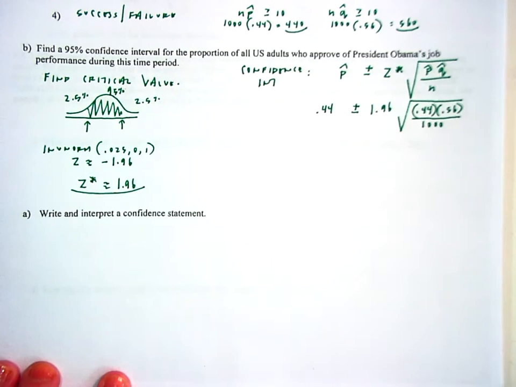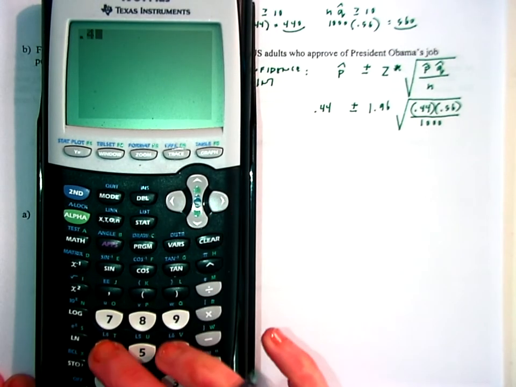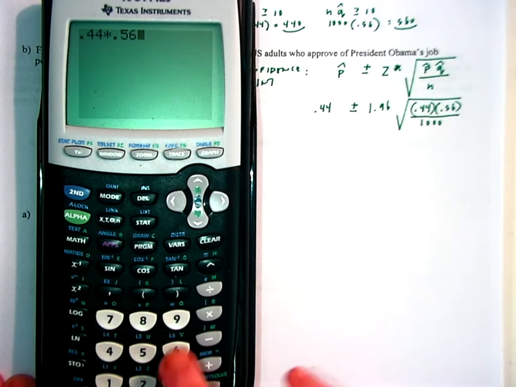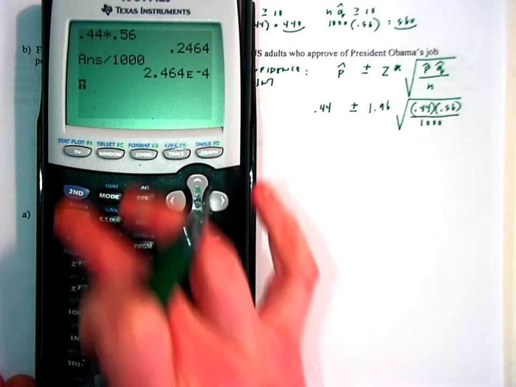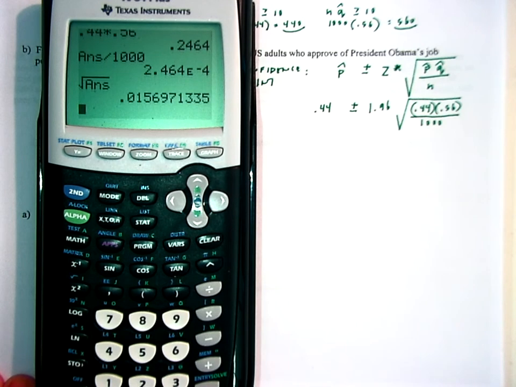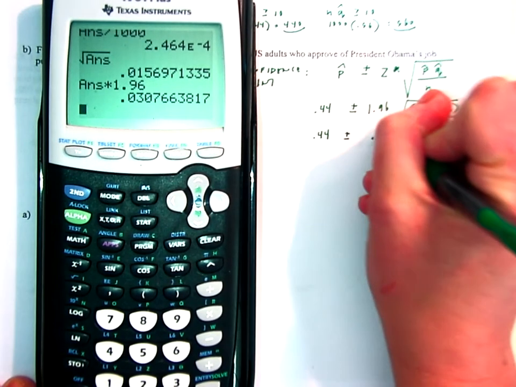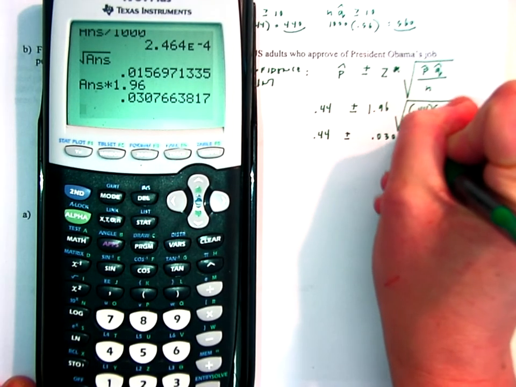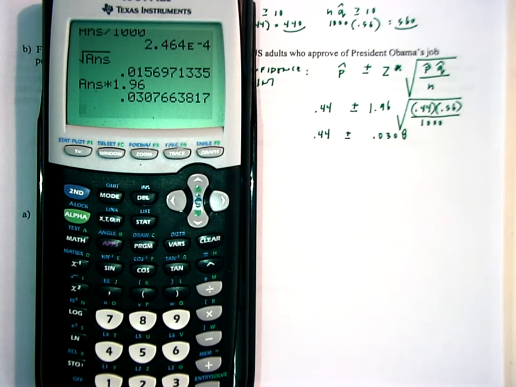Okay, so again, let me just show you how I crunch that. I usually do it in stages. So 0.44 times 0.56, divide that by 1,000, take the square root, and then multiply by the critical value, 1.96. So I'm getting 0.44 plus or minus 0.0308, just taking it to 4 spots. So again, I can leave it like that. That is my statistic with the margin of error attached.